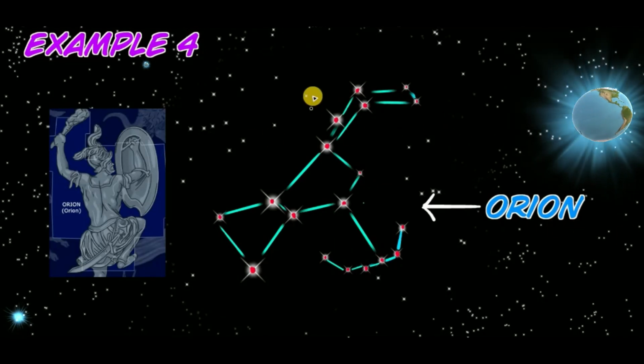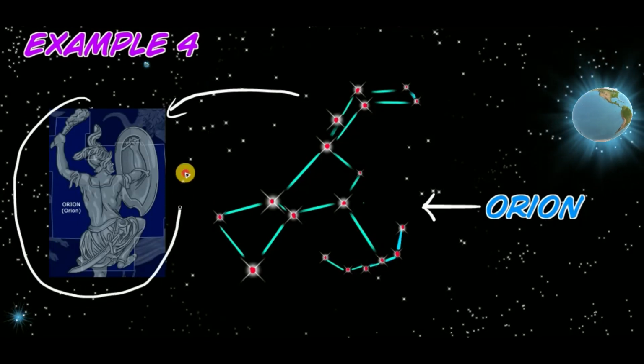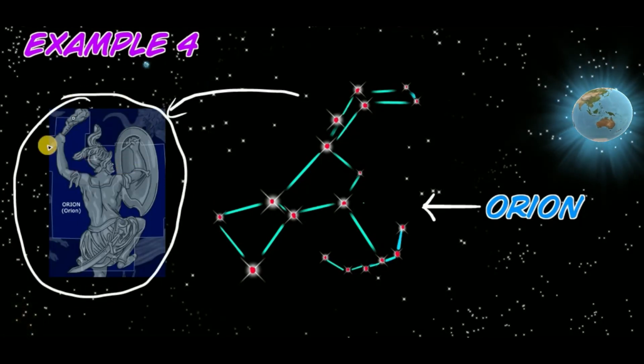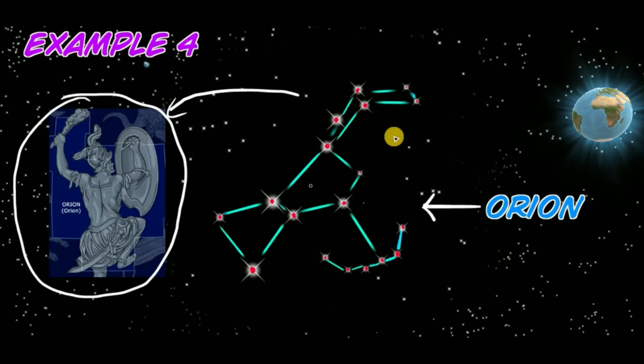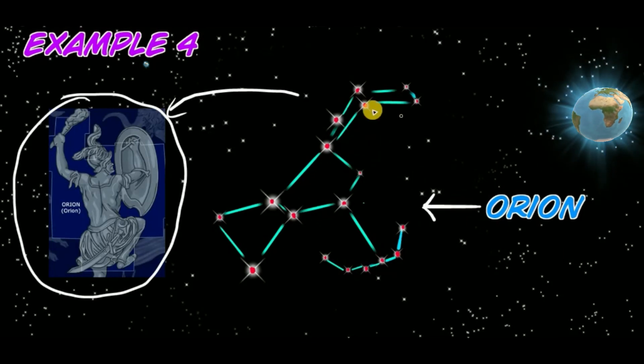As you can see, it represents the shape of this Greek mythological character. Okay, so this character is a hunter with the sword and shield. So this constellation represents the shape of a hunter with a sword and his shield. Okay, so this is what the constellation Orion is representing. So this Orion is visible in the northern hemisphere during winter season.